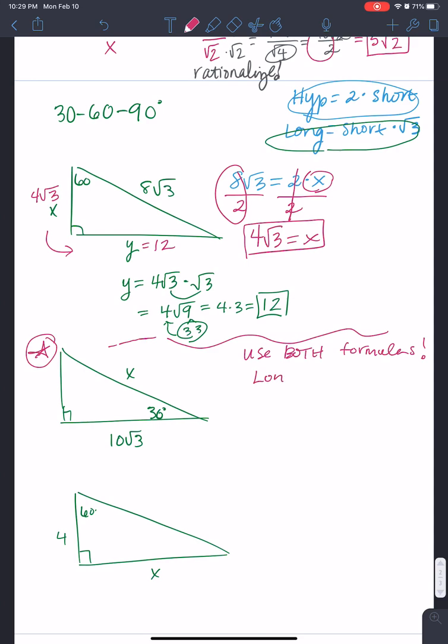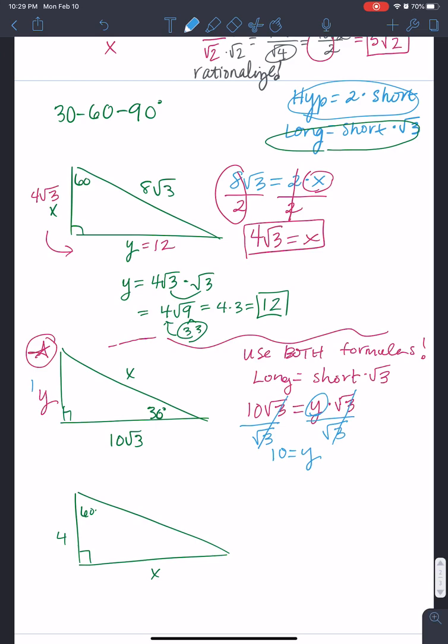So long equals short times the square root of 3. So the long leg, plug that in, is 10 square root of 3. The short leg, I don't know, let's call it y times the square root of 3. Okay, so now we have to solve for y. So we're going to divide by the square root of 3. Do that on both sides. That's going to cancel it out here, and cancels it over here. So guess what that means for our short leg?